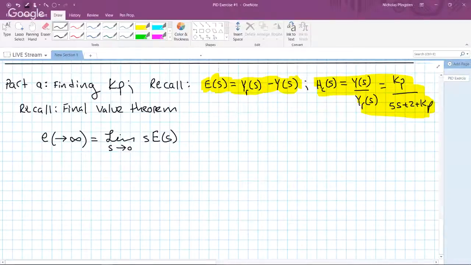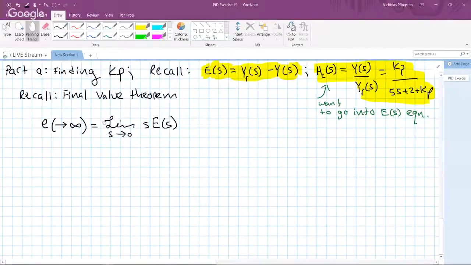the command error, and we want this guy to go into the E of s equation. You want that. How do we do that? Okay. So this is kind of an important thing to know.